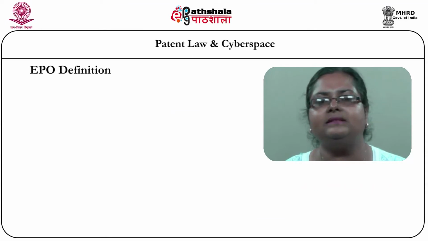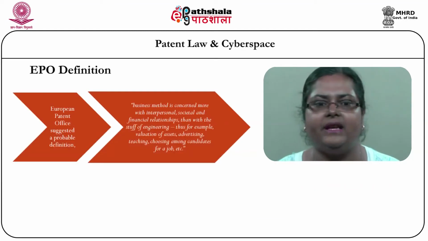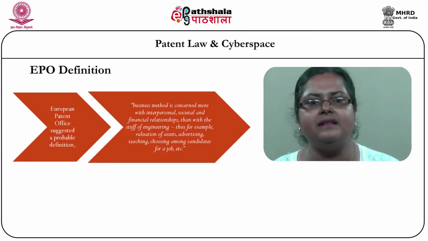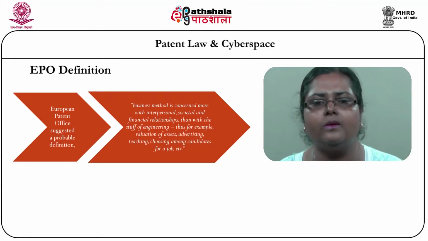Now, EPO once tried to give one definition. They have suggested that business method is concerned more with interpersonal, societal and financial relationships than with the stuff of engineering. Thus, for example, valuation of assets, advertising, teaching, choosing among candidates for a job, etc. can be considered as a definition of business method. But when it was suggested and released, it was just rejected by all the other people and the panel. It cannot be a definition of the business method.